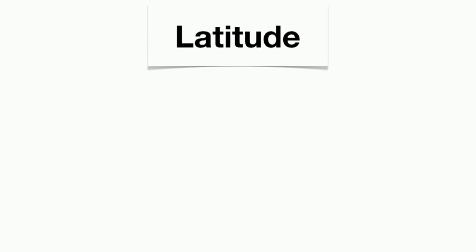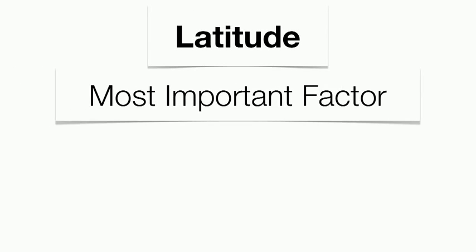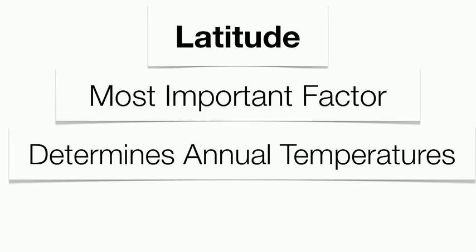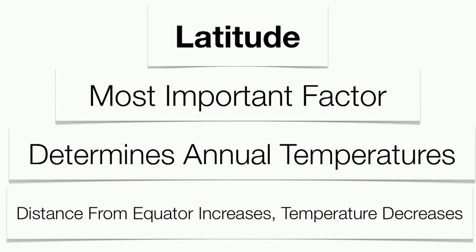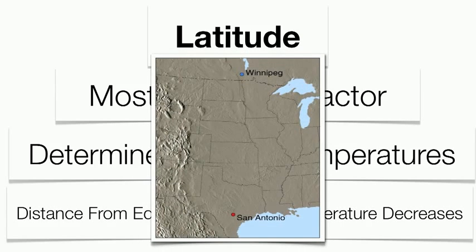First one's latitude. Latitude is by far going to be the most important factor that influences climate. With your latitude, you're going to have a different temperature. As you increase your distance away from the equator, your temperature is going to drop. So as you get closer to the North Pole or closer to the South Pole, you're going to have a colder temperature. Take a look at this map. San Antonio has a much warmer climate because it's closer to the equator. Winnipeg has a much colder climate because it's further away from the equator.